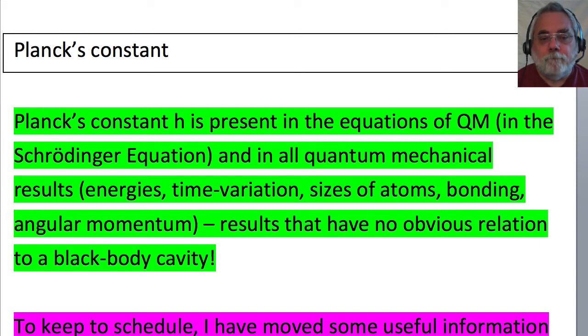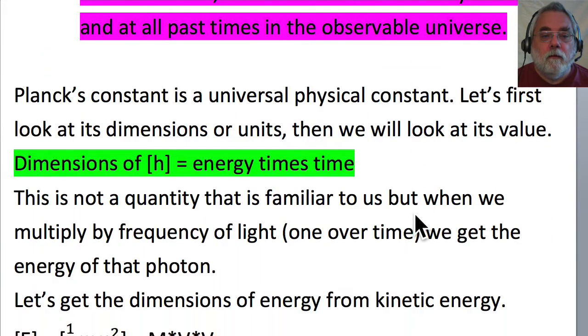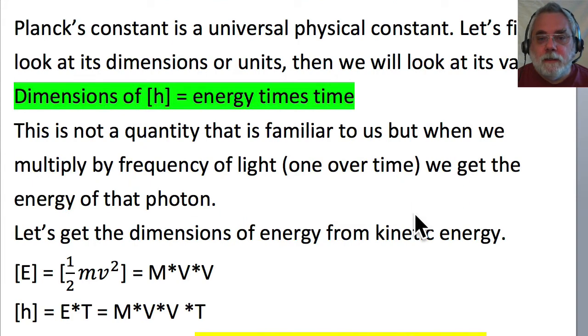Planck's constant h is present in the equations of quantum mechanics, in the Schrödinger equation, and in all quantum mechanical results: energies, time variation, size of atoms, bonding, angular momentum, results that have no obvious relation to a black body cavity. Planck's constant is a universal physical constant.